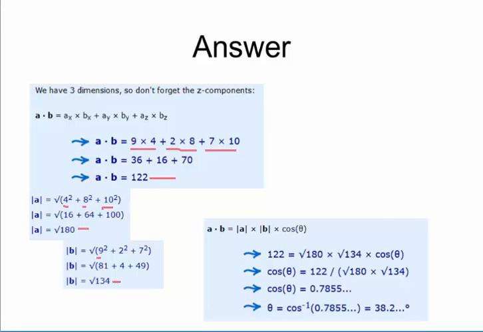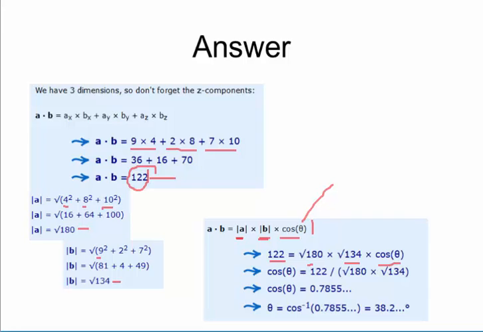Now, the equation which we have is A dot B is equal to the length of A times the length of B times the cosine of the angle between them. That is the fellow we are trying to find, the angle. So now shove everything in there. We've calculated the dot product up here. It's 122. Length of A and length of B is root 180 times root 134 times the cosine of theta. We now make the cosine of theta the subject of this equation.